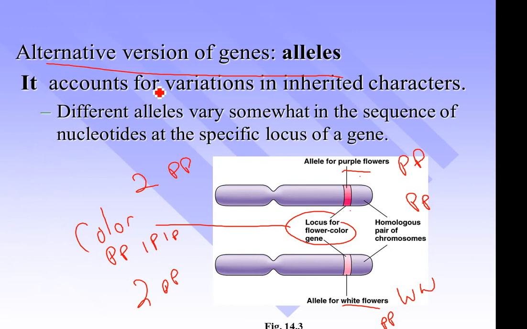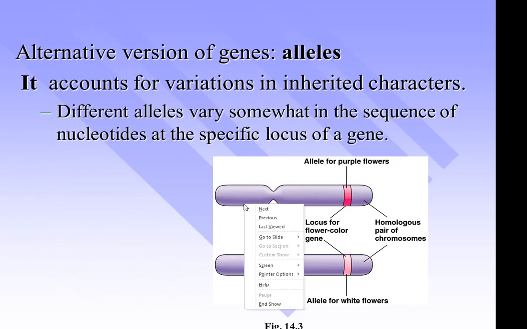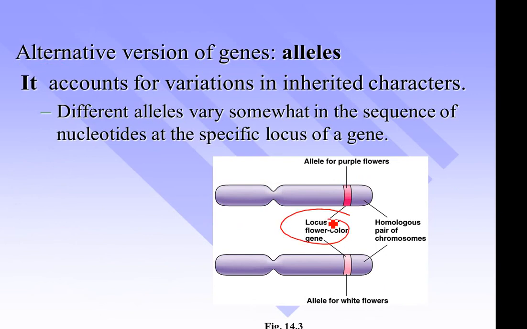Back to the last slide here. I want to get rid of the ink and start kind of clear here. I said that the trait was color, but purple is an allele and white is an allele. All right? They are variations.